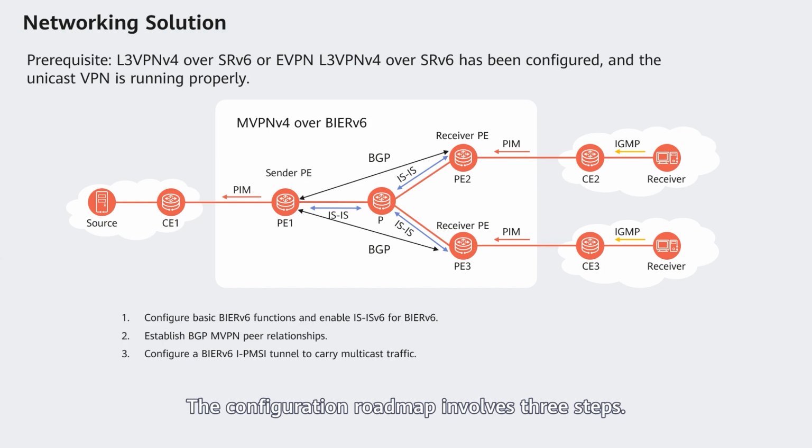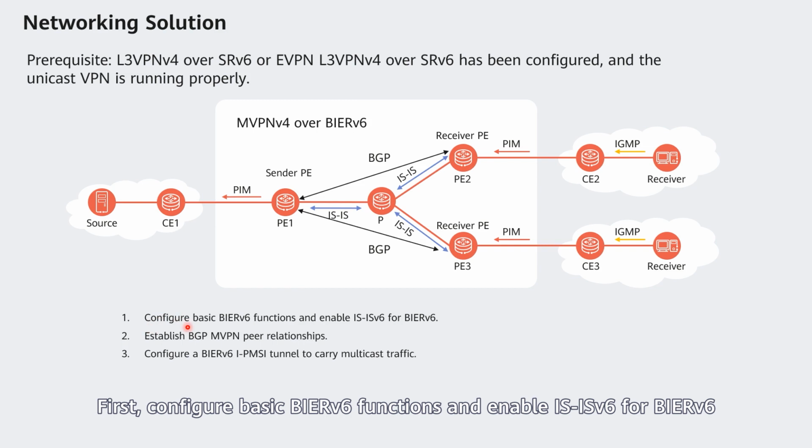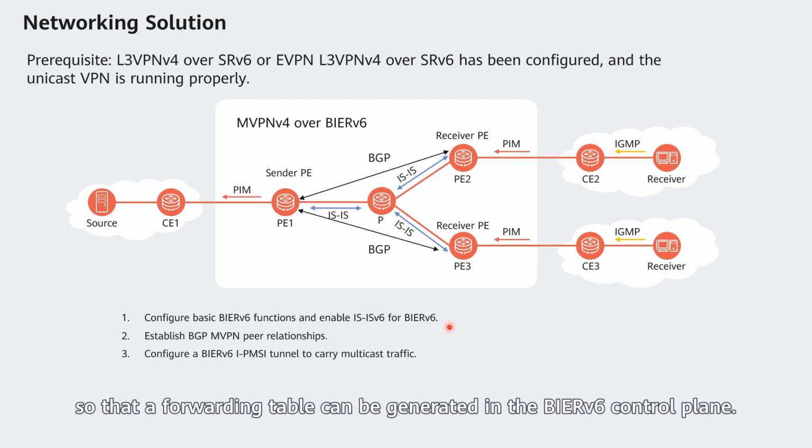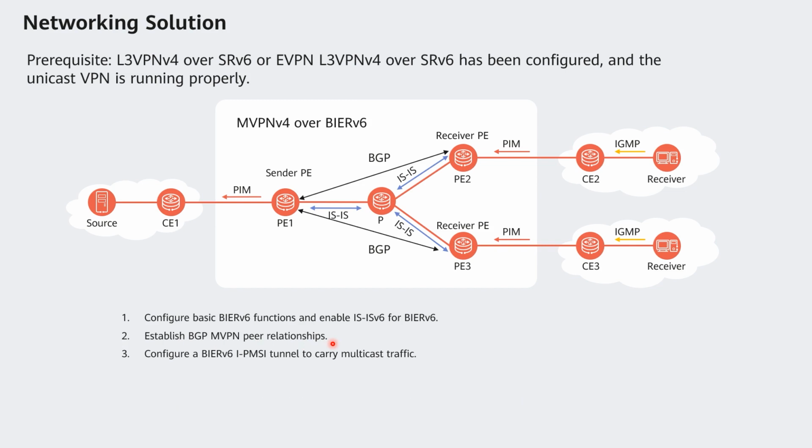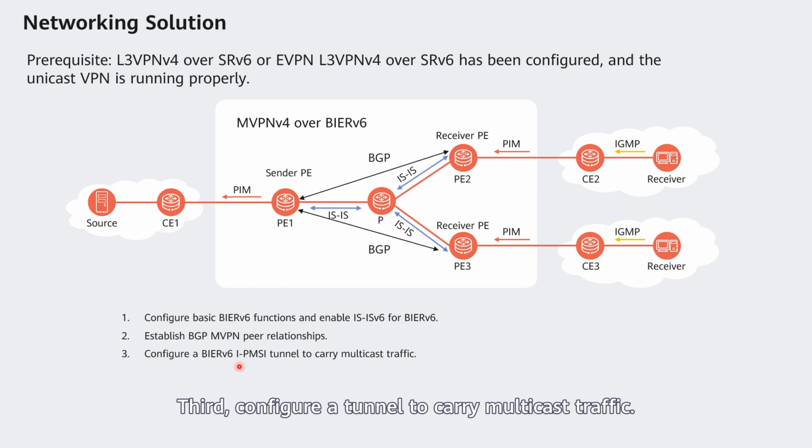The configuration roadmap involves 3 steps. First, configure basic BIERv6 functions and enable IS-IS IPv6 for BIERv6 so that a forwarding table can be generated in the BIERv6 control plane. Second, establish BGP MVPN peer relationships to transmit multicast routes. Third, configure a tunnel to carry multicast traffic.